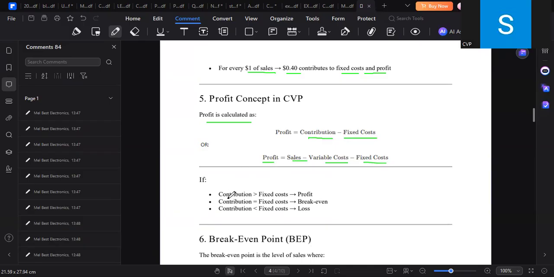So what happens in this relationship? So if the contribution is greater than our fixed costs, we have a profit. If our contribution is less than the fixed cost, we make a loss. But if the contribution is equal to our fixed cost, we break even. There's no profit, there's no loss.